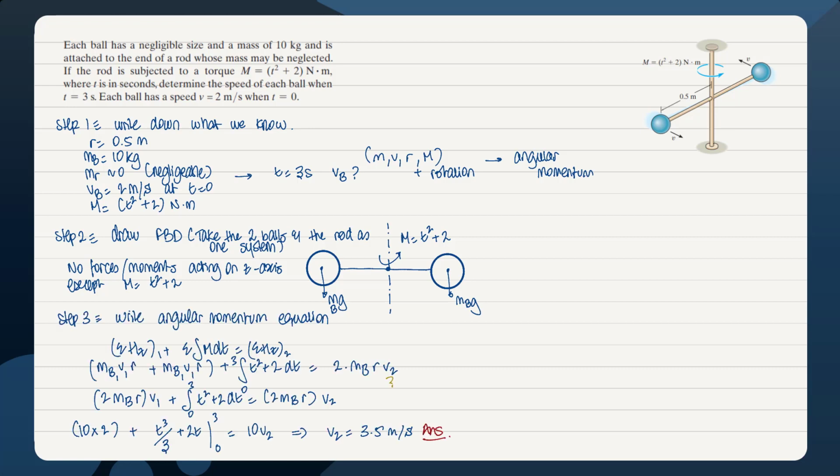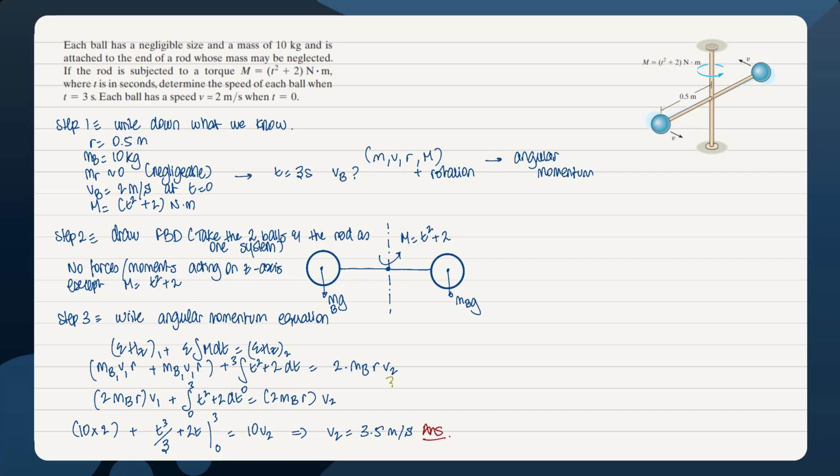So we can write down the angular momentum equation, summation of H_z1 plus summation of the integral of moment dt is equal to summation of H_z2. And the reason why we're using the summation here is because we're dealing with a system, right? We have the two balls and the rod. So we can expand that: m_b1 v1 r, which is the angular momentum of ball 1, plus m_b1 v1 r, which is the angular momentum of the second ball, plus the integral from 0 to 3 of that expression we have, t squared plus 2 dt, is equal to 2 times m_b r v2.